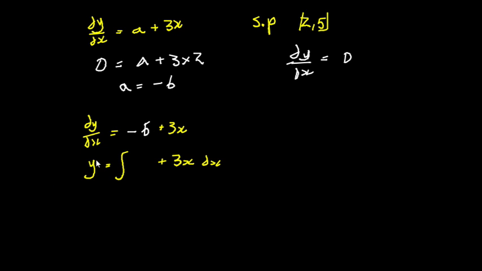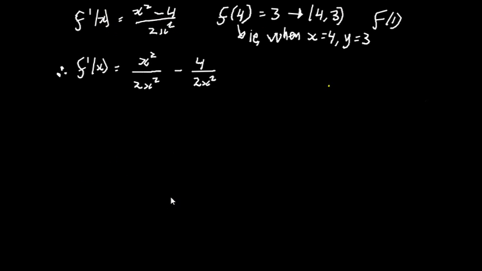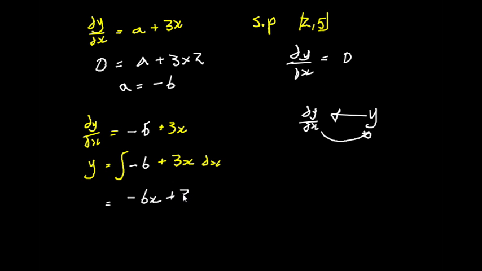Now I want to find the original function, in this case y. Remembering we're starting with y, finding the derivative gives us dy dx, and then going backwards we'll end up with y. So finding the antiderivative of minus 6 plus 3x will give us minus 6x plus 3x squared over 2 plus constant c. And we need to use this point here to find what that c value is. So even though it's a stationary point, it is a point that the curve goes through.